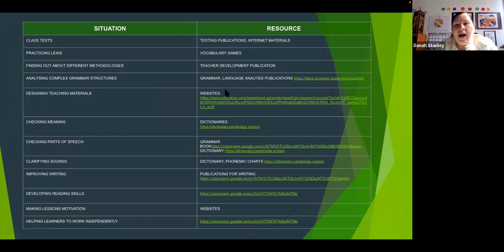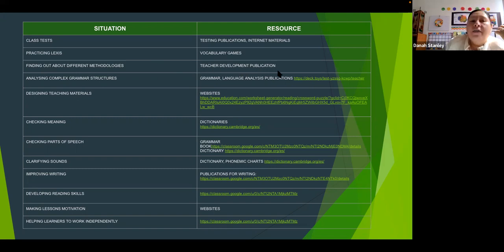For example, in here, and in here, I'm going to give you some examples, okay? I have class tests, testing, publication, internet materials, okay? Practicing lexis or vocabulary, pues I have vocabulary games. Kahoot has a lot of vocabulary games. And in the platform of Majestic, you have these vocabulary games online, no? Finding out about different methodologies. For example, this is a resource for teachers, teacher development publication.